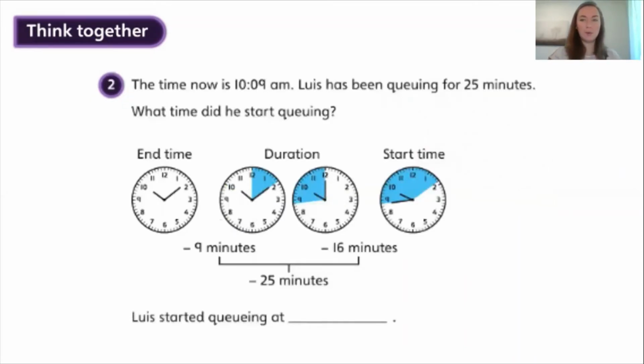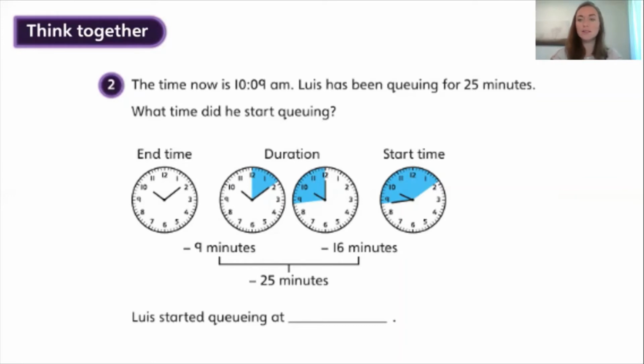Let's have a look at another problem now. The time now is 10:09 a.m. Lewis has been queuing for 25 minutes. What time did he start queuing? Let's start off by thinking about what we already know. We know the duration, how long he has been queuing, and that's 25 minutes. We also know that the time now is 10:09 a.m. Is this the start time or the end time? It is the end time because we need to go back to find when he started queuing.